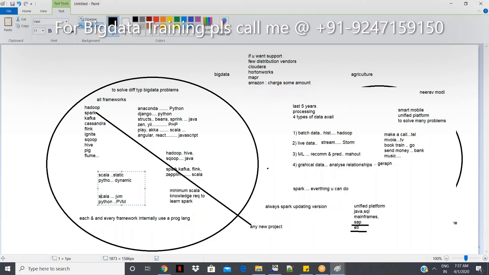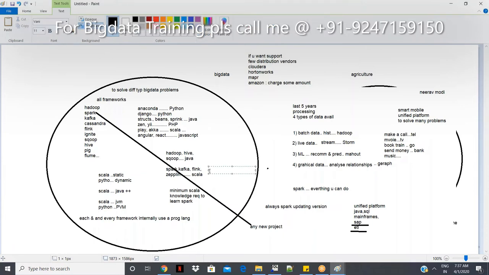In simple words, what is Scala? Scala is nothing but Java plus plus, meaning the next generation of Java is called Scala, in simple words. Okay, so that is the main difference between Scala and Java. But Python, okay, and one more important thing, Spark is by default implemented using Scala.